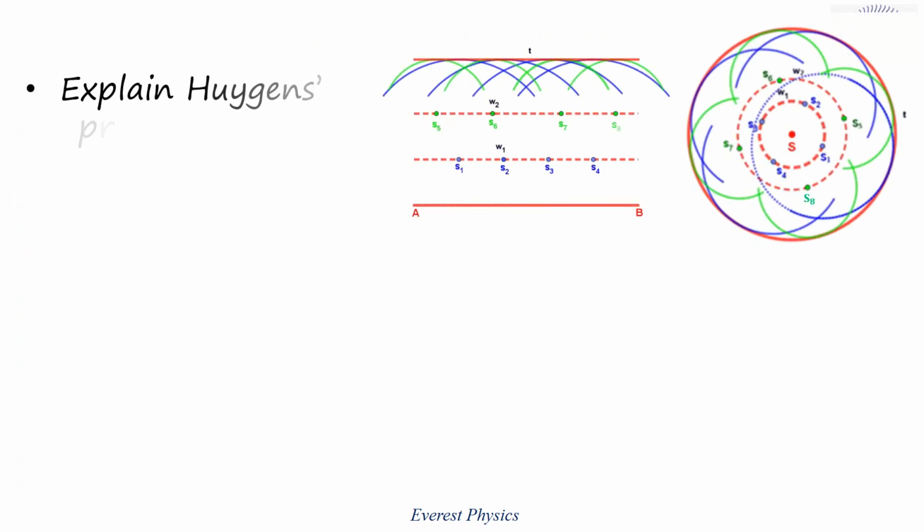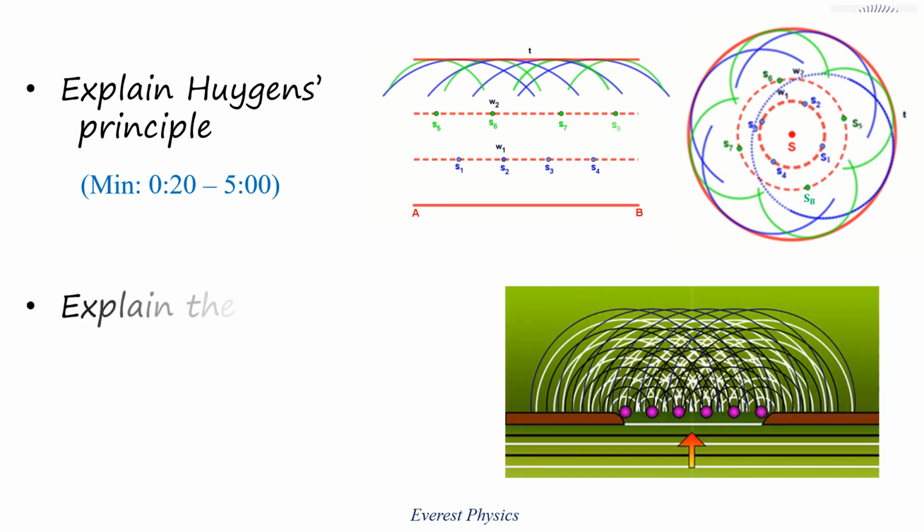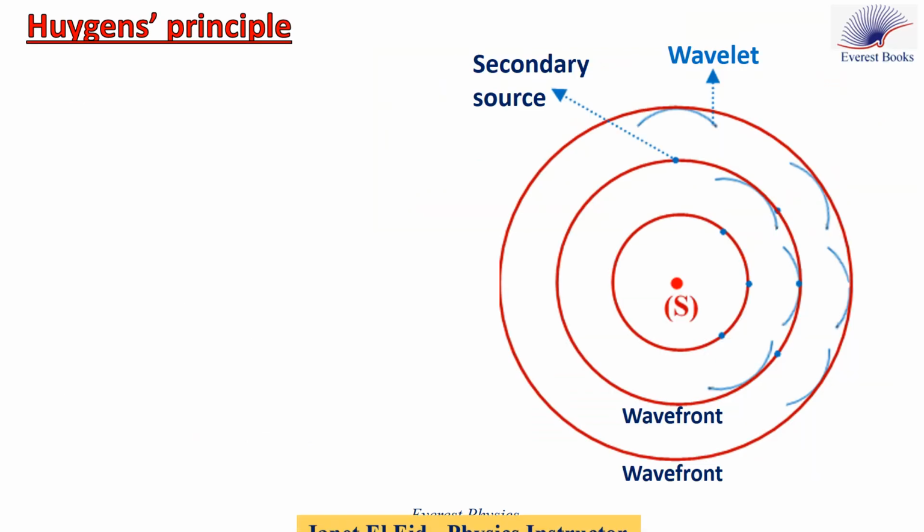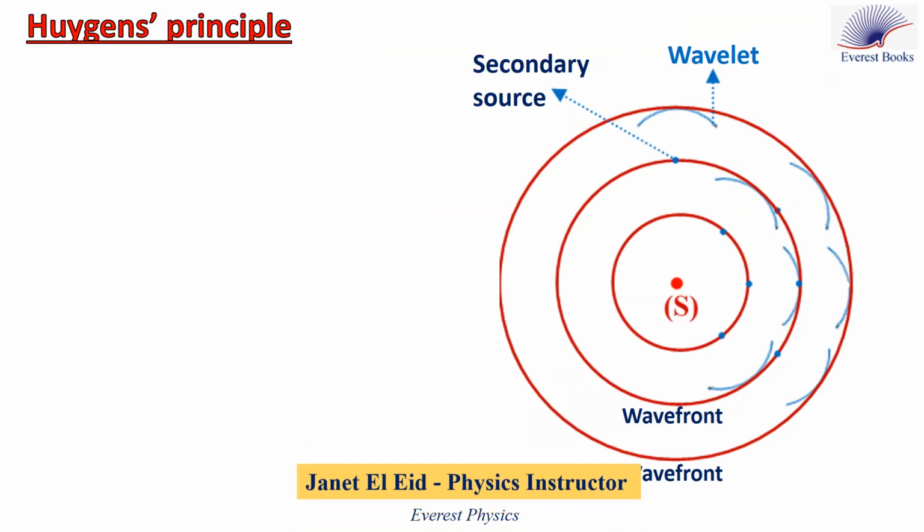In this video, we are going to explain Huygens' principle and explain the diffraction phenomenon using Huygens' principle. Huygens' principle was introduced by the great Dutch physicist Christian Huygens in 1676 in order to explain the wave aspect of light. Now, we are going to explain Huygens' principle briefly, and in the next two slides, we're going to explain it in details using two animations.